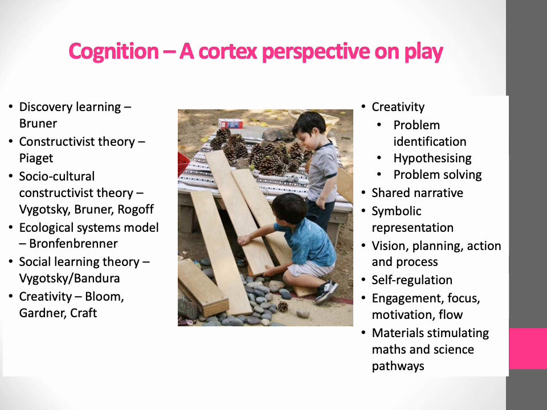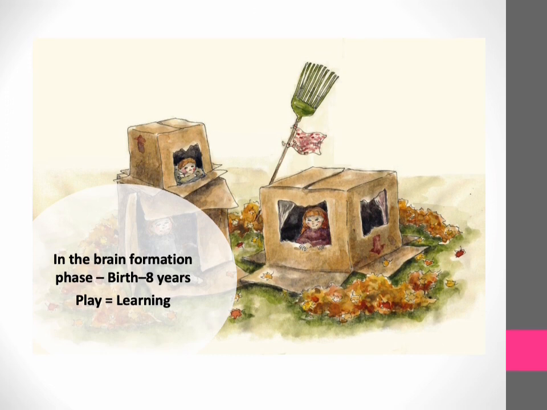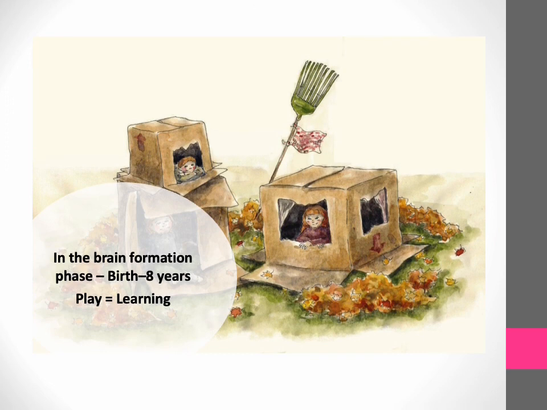And you can see there all the theorists looking at the perspective on play and cognition. You want to be able to look at creativity, providing engagement through focus, motivation, materials that are stimulating through maths and science pathways. Rushing early learning at the expense of play can harm and overwhelm the brain. The brain is in the formation phase from birth to 8 years, so play equals their really important learning.